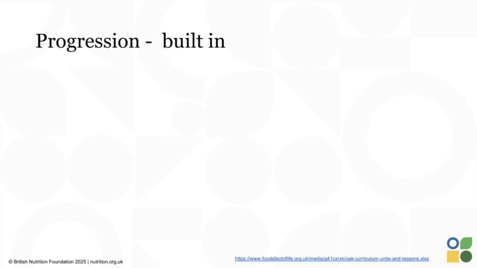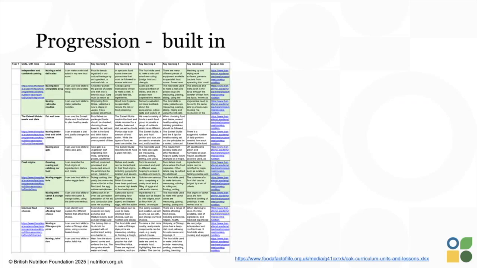And progression, as I mentioned, is built in. Now, you probably won't read every single word on this, but you can actually download this document from the Food A Factor Life website. And what we've done is to provide you all of the thinking that happened in the background. So for year 7, you've got all the unit links, direct links. You've got all the lessons, you've got the outcomes, the learning outcome, and then all the key learning that happens. And then you've actually got the lesson link as well.